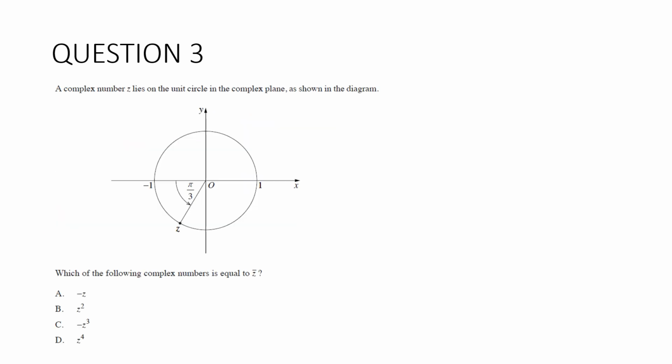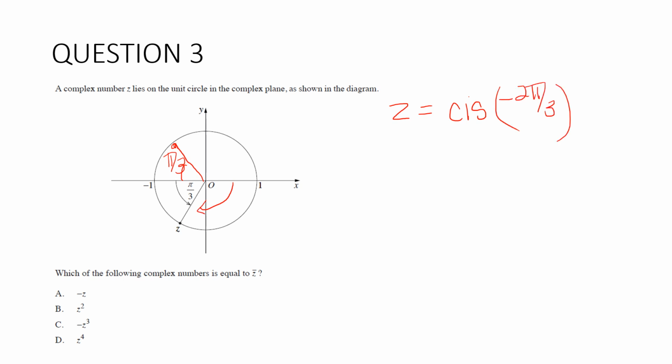Question 3, a complex number z lies on the unit circle as shown in the complex plane below. Which of the following complex numbers is equal to the conjugate of z? Right, so we know graphically the conjugate of z is going to be a reflection in the x-axis, and this would be pi on 3 here. And probably the easiest way to do this is to write z in mod arg form. We know that the modulus is 1, and the argument is going to be this angle here, which is negative 2 pi on 3.